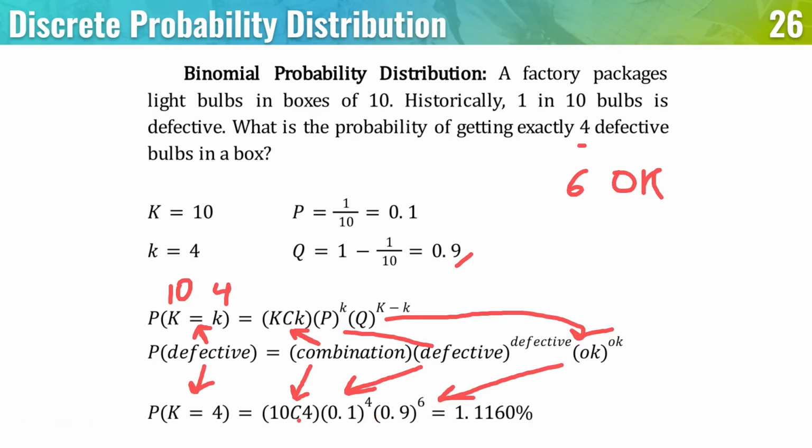So inputting all this on the calculator, we get 1.1160%. So let me verify if it's correct. 10C4 times 0.1 raised to 4 times 0.9 raised to 6. So yes, I can verify the answer is 1.1160%.